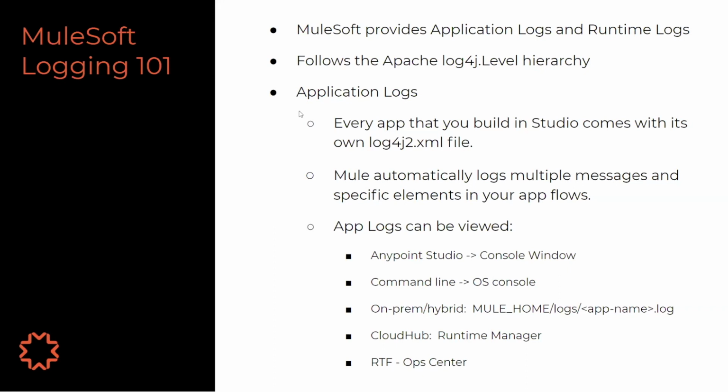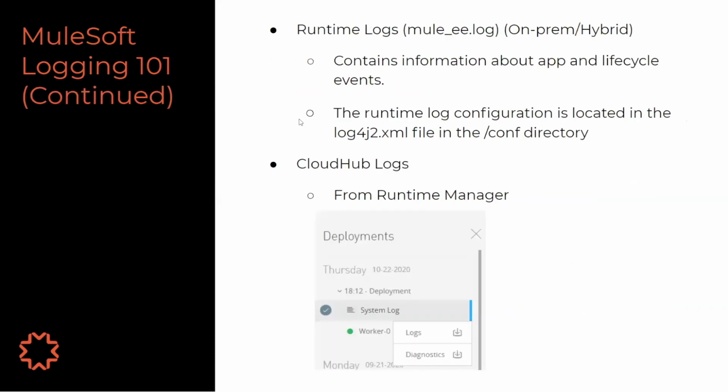you just look at the console window. If you're running from command line, OS. If you have on-premise or hybrid applications, that's going to be your Mule Home. If you're in CloudHub, Runtime Manager, and finally RTF, which stands for Runtime Fabric, you access the application logs through Ops Center. We could probably spend hours just on those different types of logs. So this is a bit of a summary.